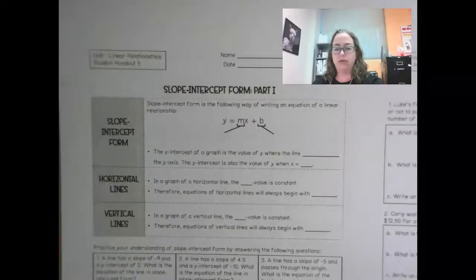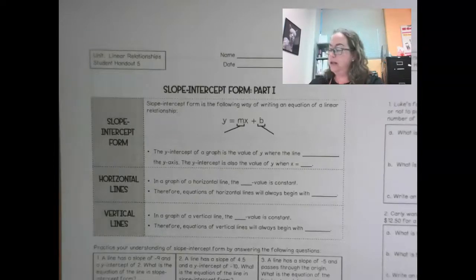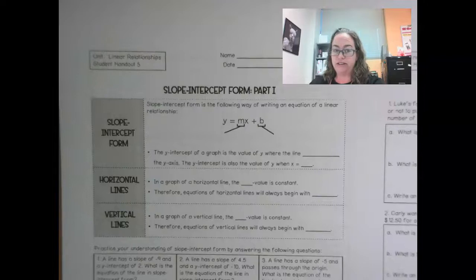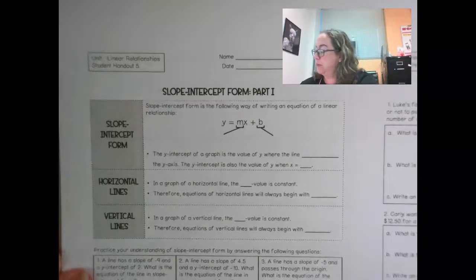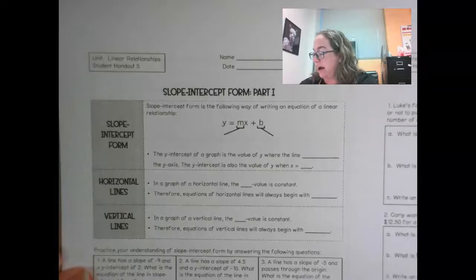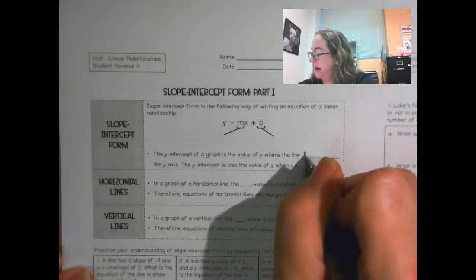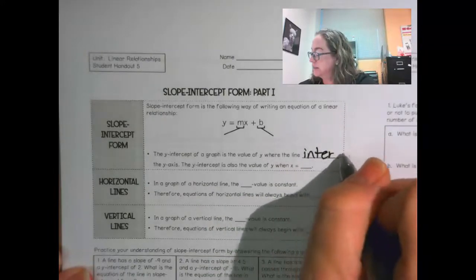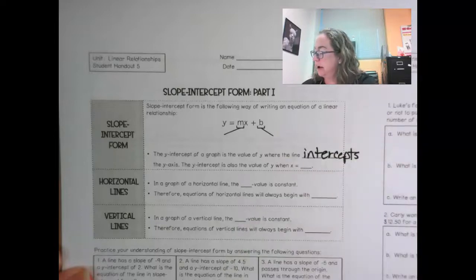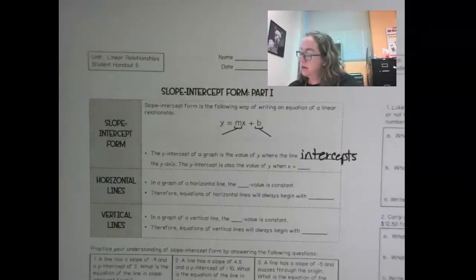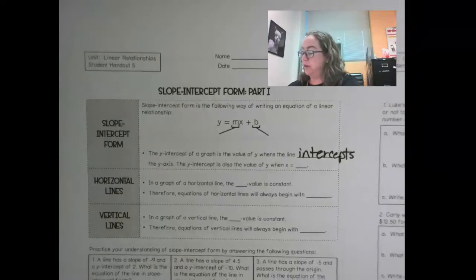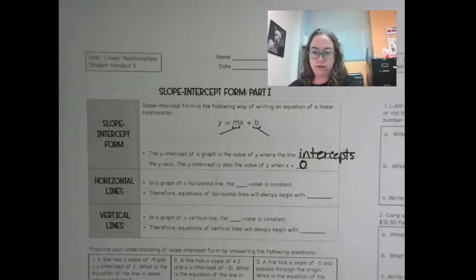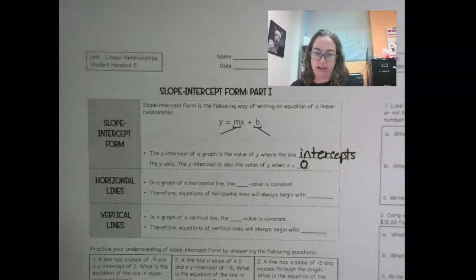So if you look at your notes that are in front of you, the first page says slope-intercept form part 1. There is a back to this, so we'll get to that in just a minute. So, slope-intercept form, the y-intercept of a graph is the value of y where the line intercepts the y-axis. The y-intercept is also the value of y when x equals 0. So when x is 0, the y is your y-intercept, because when you graph it, that's where it would go.